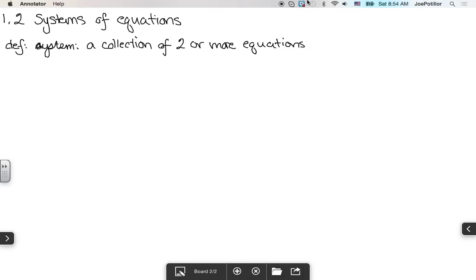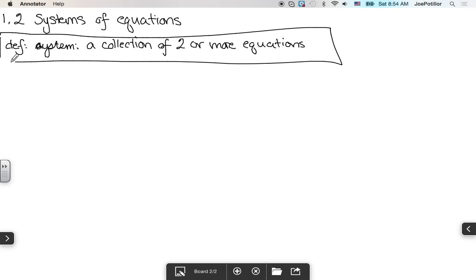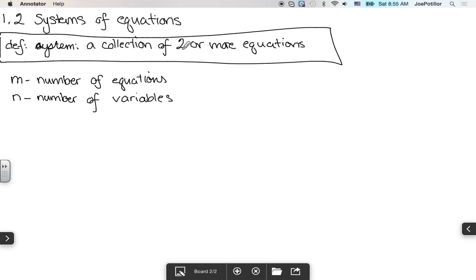Your textbook defines it to be, you can have m for your number of equations, you can have n for your number of variables. Of course, n must be greater than 1.